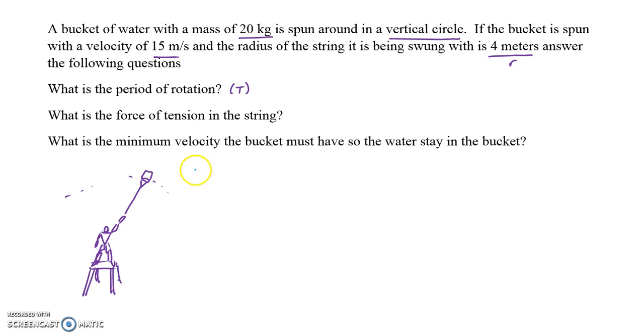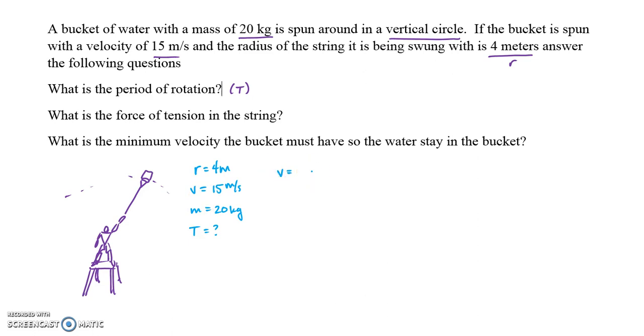If I make a list of my givens, I know that the radius is 4 meters, the speed at which we're swinging this is 15 meters per second, and the mass is 20 kilograms. So if I look at all this information, I'm asking, what is the period? Mass doesn't really matter, but I've got V, R, and T. And the equation that's going to help us get there is this guy.